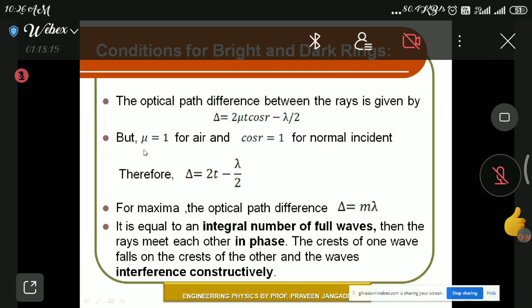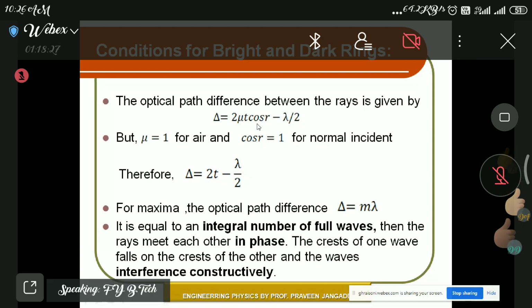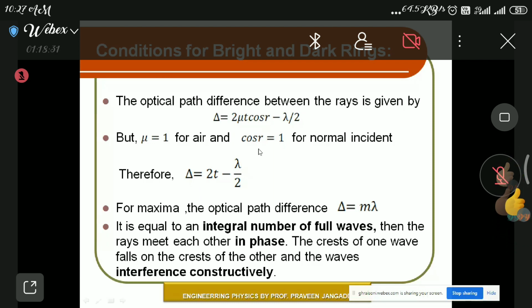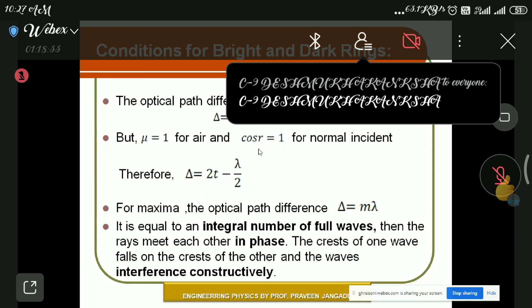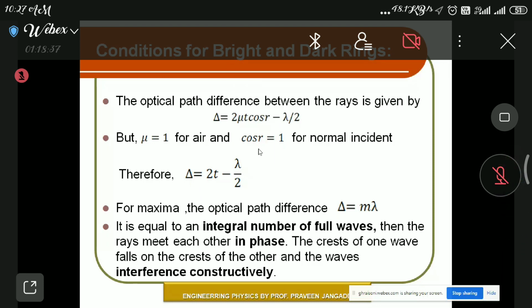So delta comes out to be 2 mu t cos r minus lambda by 2. Here, as the medium that we consider is air, mu equals 1, and cos r equals 1 for normal incidence. Now what is cos r? For normal incidence, the incident beam is exactly perpendicular to the surface, so it gets directly back reflected.